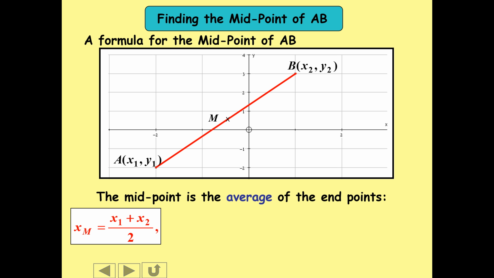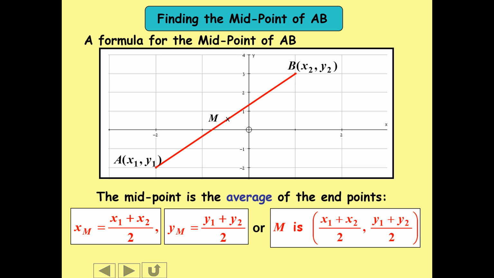we have the average of the x values, which is x1 plus x2 divided by 2. And the average of the y values, which is y1 plus y2 divided by 2. Or M is, in brackets, x1 plus x2 over 2, comma y1 plus y2 over 2. This formula can be found in our maths tables in the coordinate geometry section. Please record this formula in your notes.